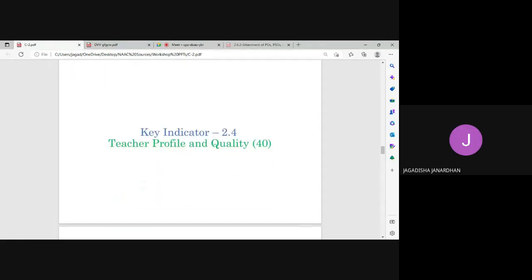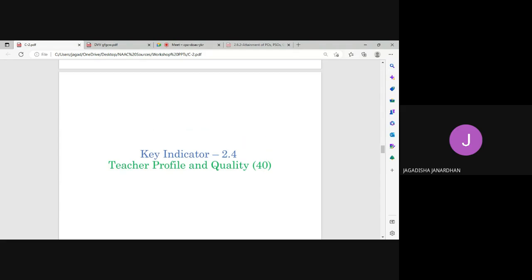The next key indicator speaks about 2.4, teacher profile and quality. So here also, it has been awarded with 40 weightage.